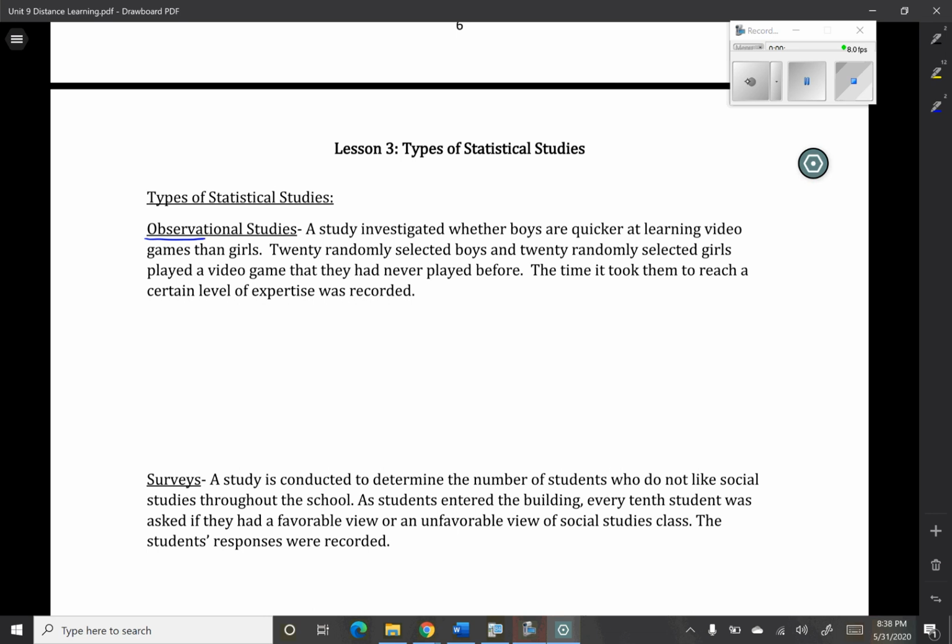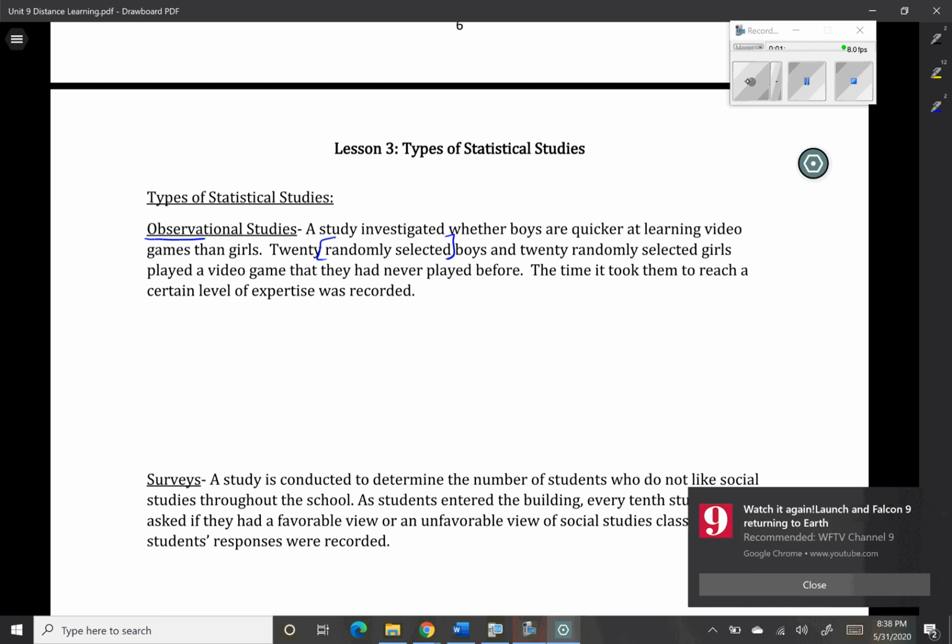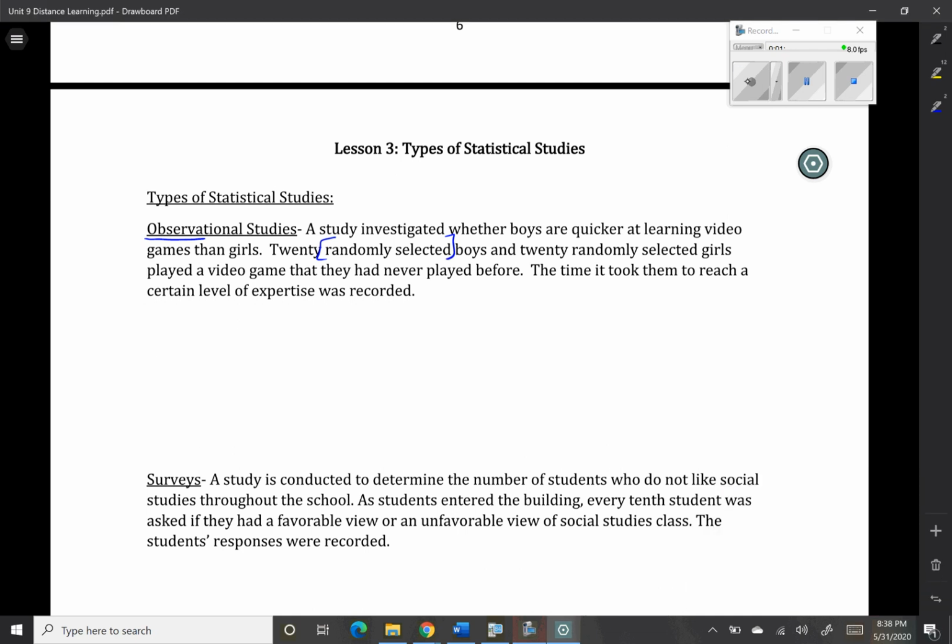So an example here is a study investigates whether boys are quicker at learning video games than girls. 20 randomly selected boys and 20 randomly selected girls play a video game that they've never played before. Keywords here, randomly selected. And then it says the time it took them to reach the end of a certain level or expertise was recorded. So a couple things that we can see here from this example of an observational study. First, the sample needs to be randomly selected.